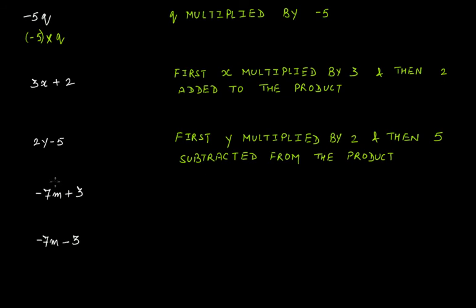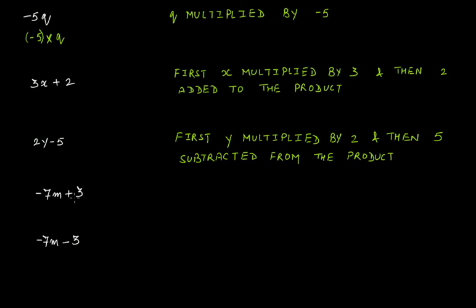This is 7m plus 3. Okay, so I'm not going to write it here, I'm just leaving it for you, but I'll tell you what it is. So this is minus 7 times m. It means that first m multiplied by minus 7, what we have done here, then 3 added to the product, right? Similar to what we have performed here. In this case, it is first m multiplied by minus 7, then 3 subtracted from the product.